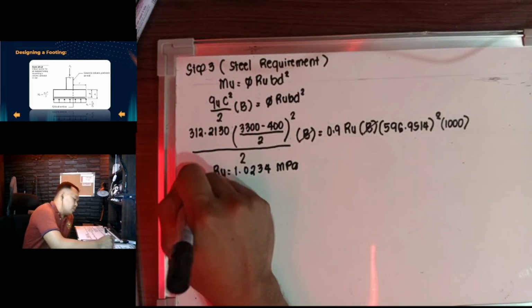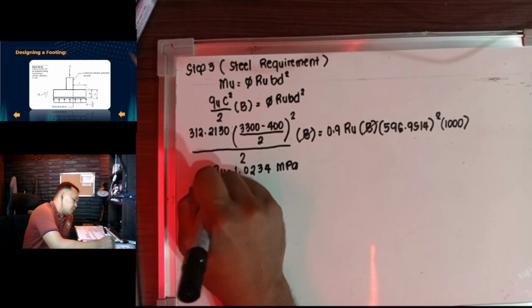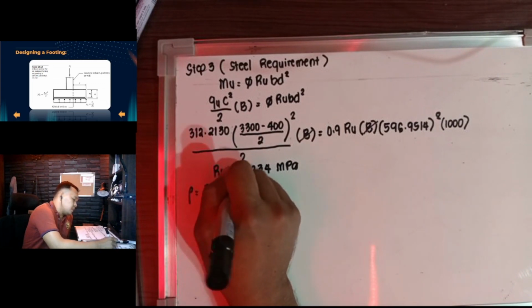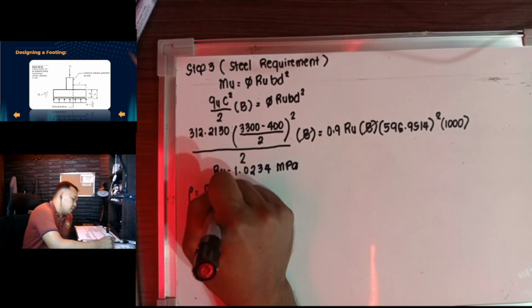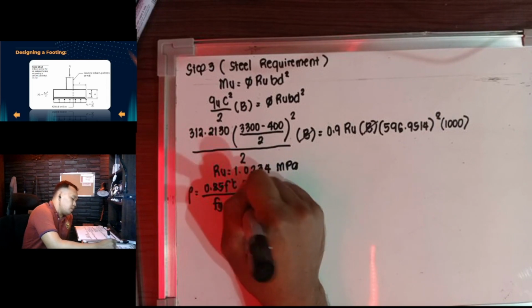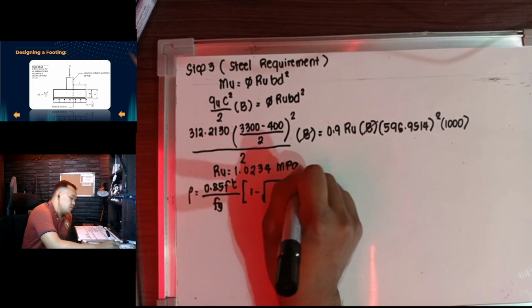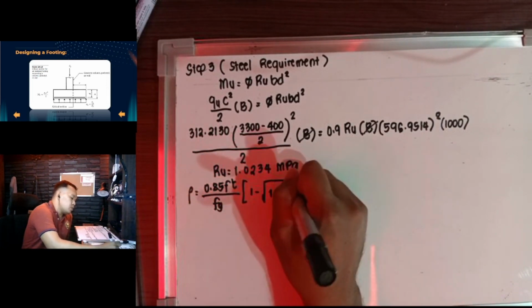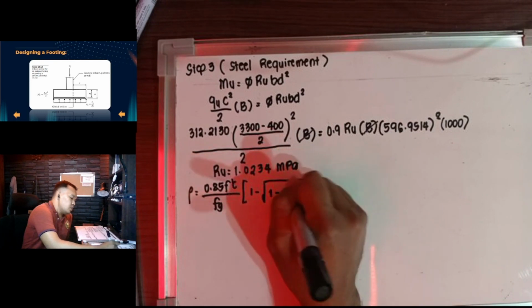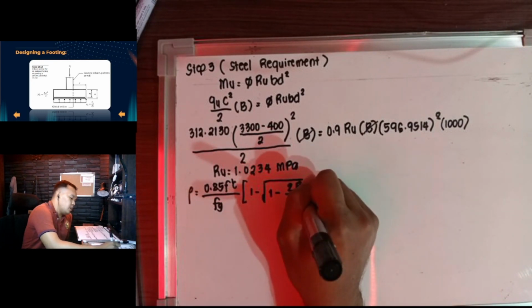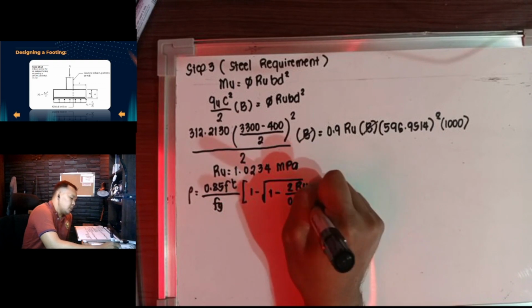Rho is equivalent to 0.85 F prime C all over Fy multiplied by 1 minus the square root of 1 minus 2 RU over 0.85 F prime C.